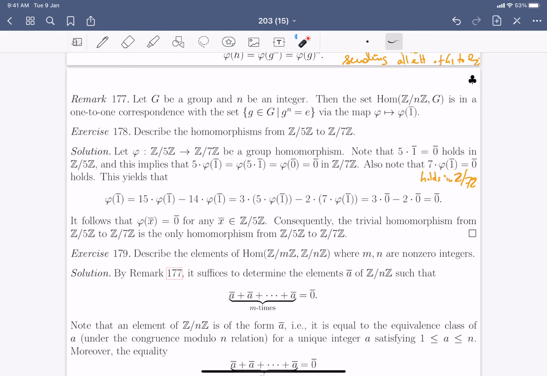Now you can use the fact that 1 is equal to 15 minus 14. In other words, I am saying that phi of 1 bar is 15 times phi of 1 bar.